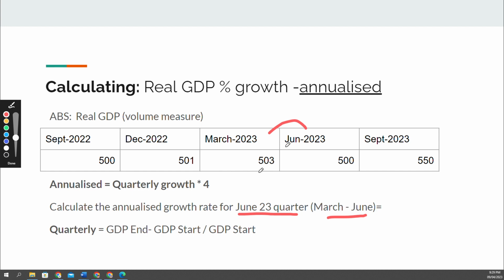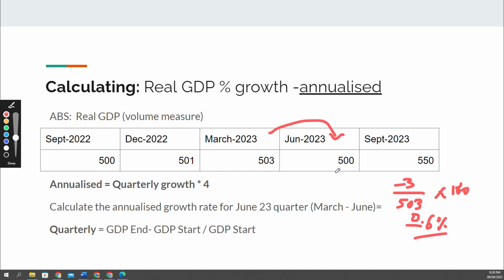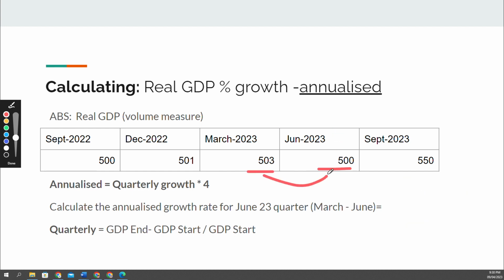So from here to here, and you can see that actually GDP's decreased over that time period, which means we will get a negative growth rate. So let's check though. We do 500, the end of the period, minus 503, which is negative 3, over the start of the period, which is 503, times that by 100, and you're going to get a negative quarterly growth rate of 0.6%. The economy decreased by 0.6% over that period from there to there.